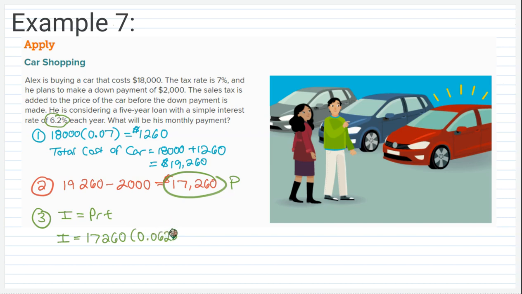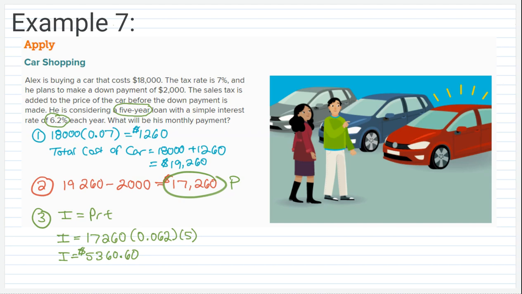And then we're going to multiply that by the time. They do have that written in word form in this problem. So the 5-year loan, that is the amount of time. So we're going to multiply by 5. And then we're going to multiply that all out. And we're going to find that the amount of interest is going to be $5,360.60. So that's how much interest I'm paying over the course of 5 years for this vehicle.